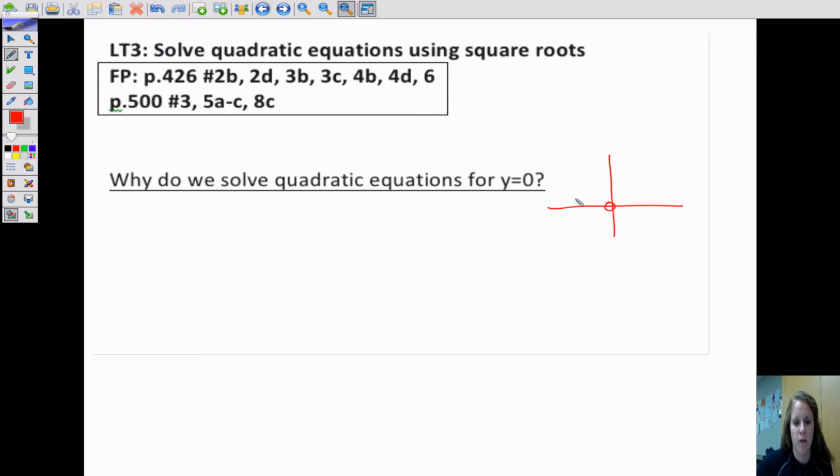So in quadratics, our graph is going to look like this. We're finding the 2 points where the graph crosses the x-axis. So in quadratics, we find the roots. So just write down roots for right now, and we'll talk about that more in class.